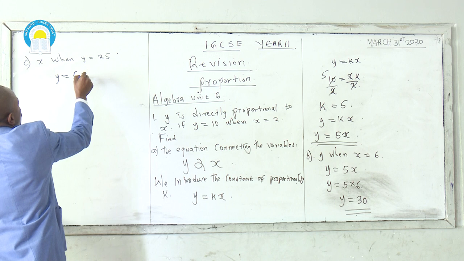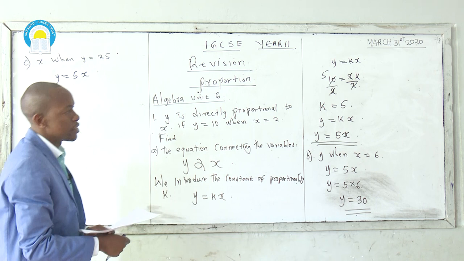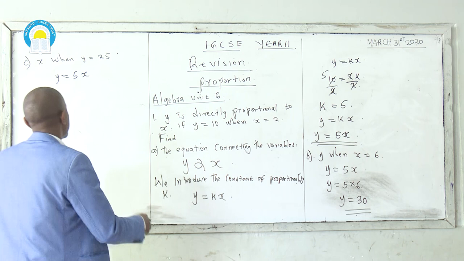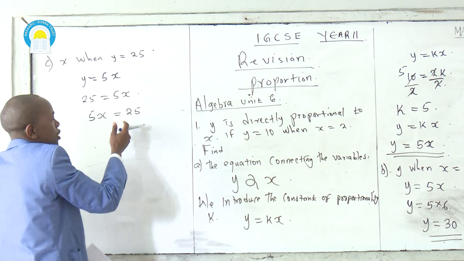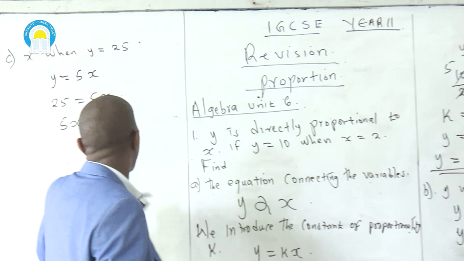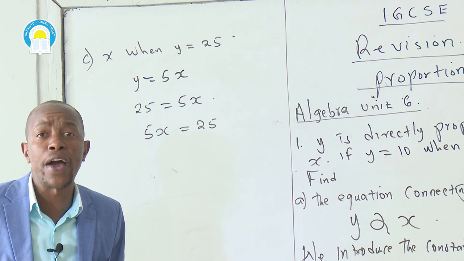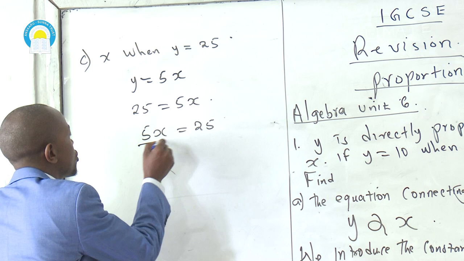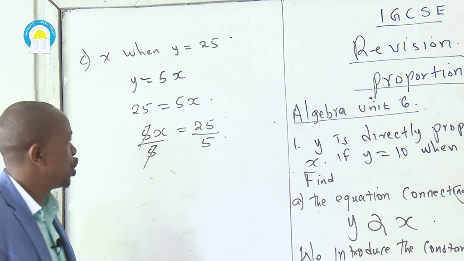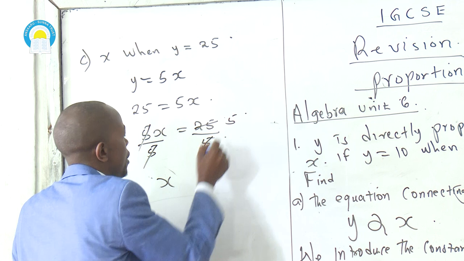Now, if y is equal to 25, what is the value of x? Replacing the value of y, we have 25 is equal to 5x. Now, we have 5x is equal to 25. How do we find x? We do away with the coefficient of x so that we can find its value. So we divide both sides by 5 so that 5 and 5 cancel each other. Then 5 goes into 5 once, and into 25 five times. It means x is equal to 5.